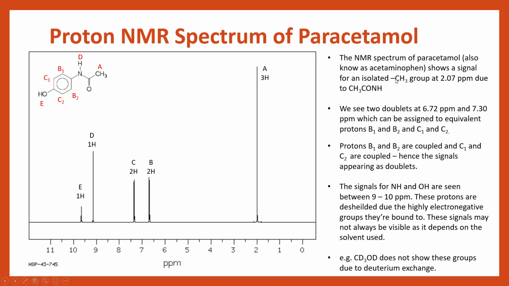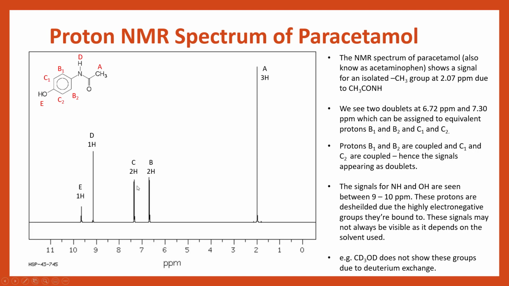We have an isolated CH3 group, or methyl group, at 2.07. This is pulled a little bit further downfield simply because we have a more electronegative oxygen beside it. That's just pulled it down a little bit more. These hydrogens are de-shielded, so they experience the full power of the magnetic field a little bit more.